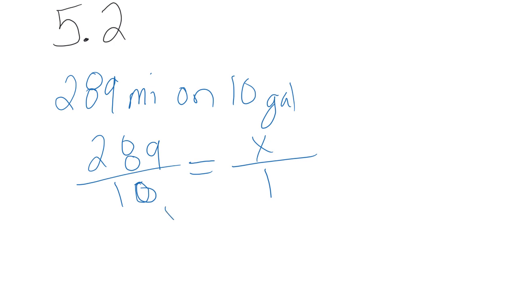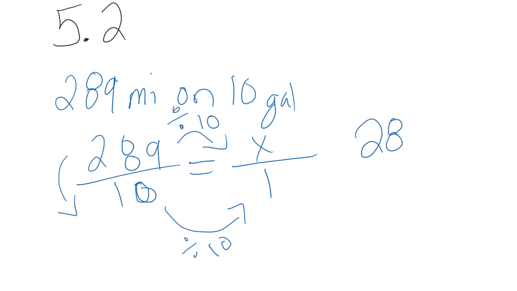And I can use the relationship here, or I can use the relationship here. All right? I think the easiest relationship would be the 10 to the 1 because we know that that's just dividing by 10. So if we divide by 10 here, divide by 10 here, we end up with 28.9 miles for every 1 gallon. That's how you would find a unit rate.